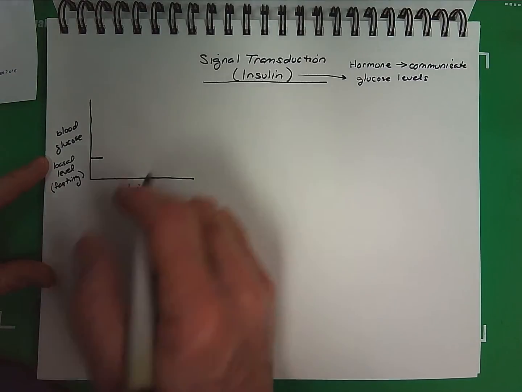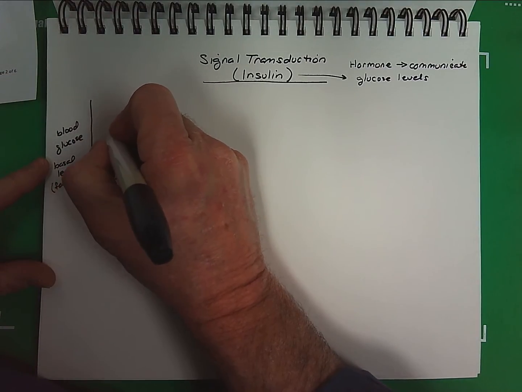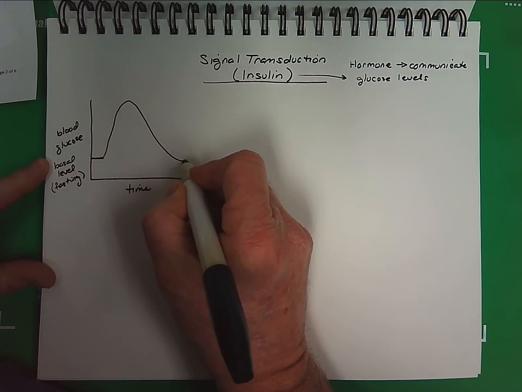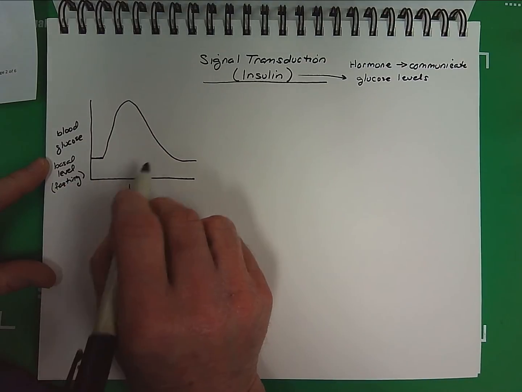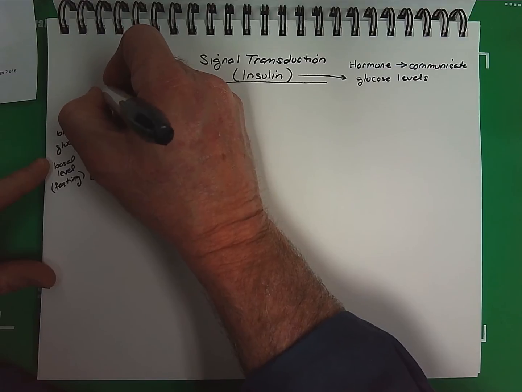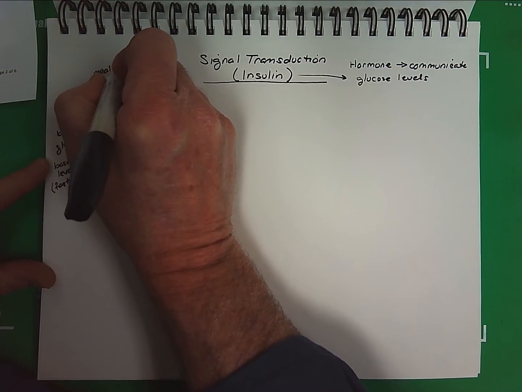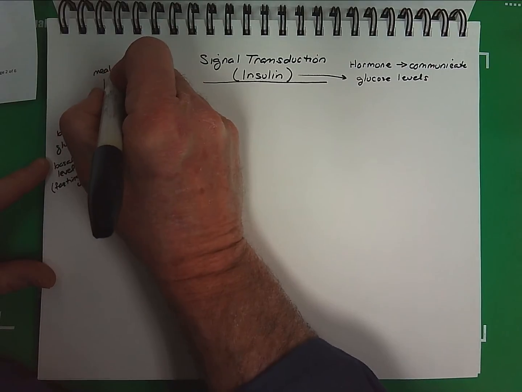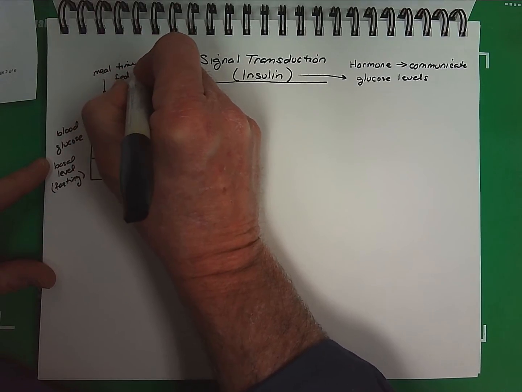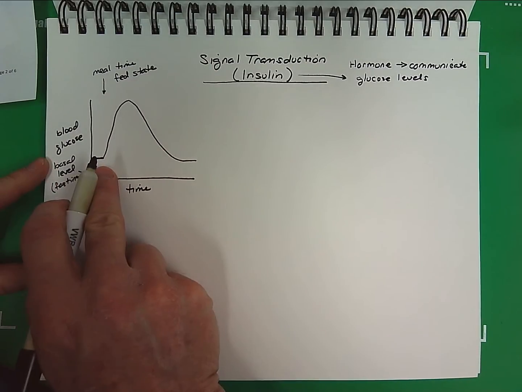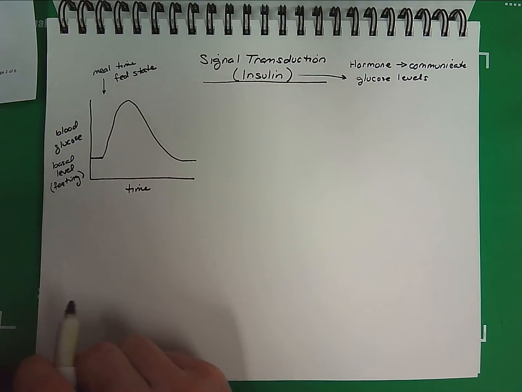Now when we consume a meal, our glucose levels rise, and then over time they return to this basal level. So this point here is mealtime, and that will enter us into what we call the fed state. Fed simply because our blood glucose levels increase.